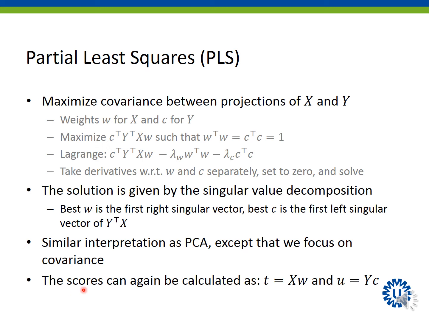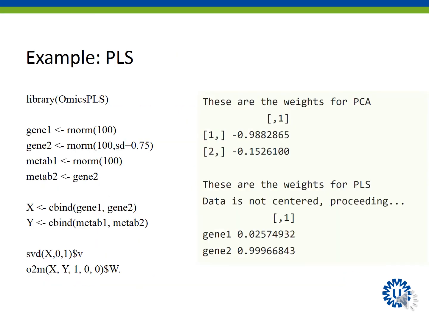The scores can again be calculated by projecting the data onto the weights. So for X, or for the genes, we have T is X times W, and additionally we have now U is Y times C. So we have genetic scores and we have metabolite scores. Again, an example.